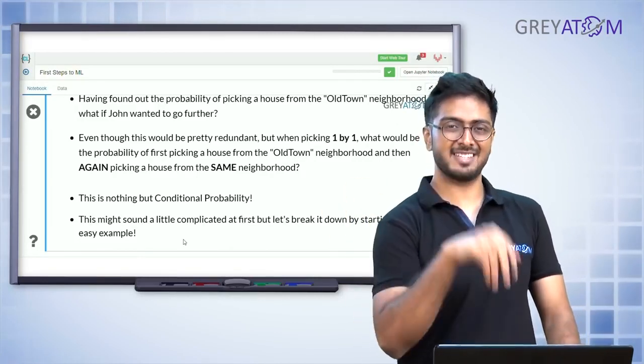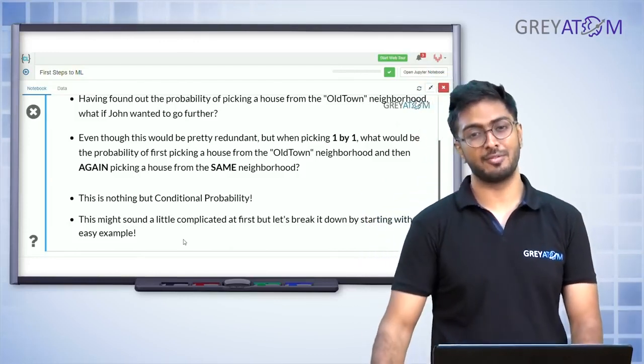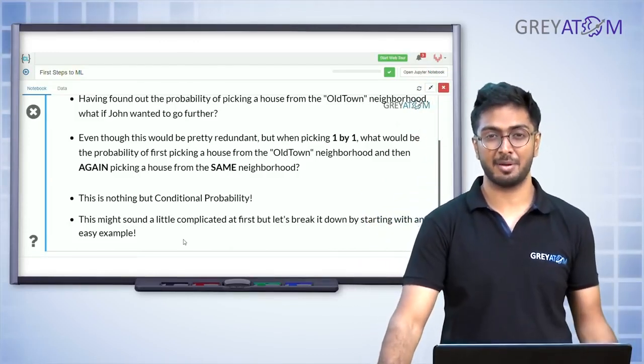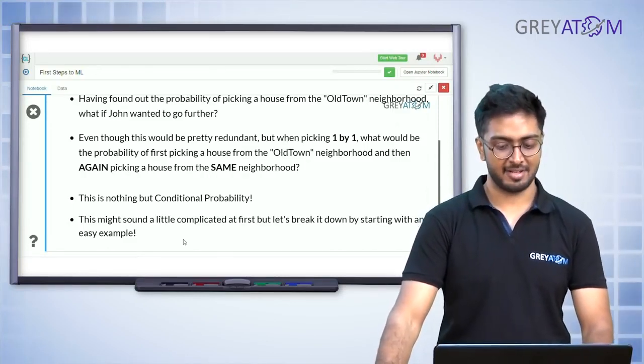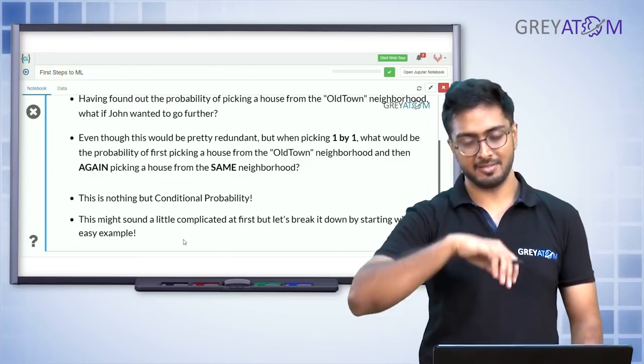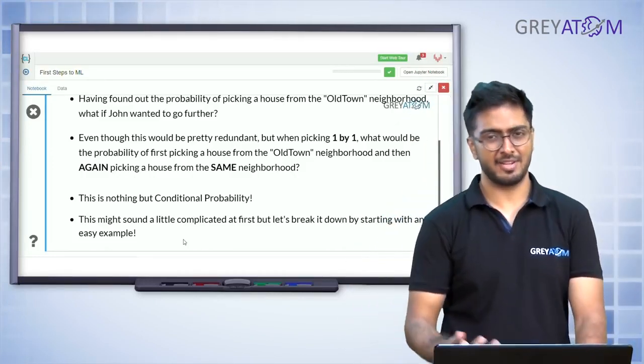Now what is the probability that the second time I pick another house, the probability of that belonging to Old Town? Will that still be the same as my first probability? Will it change? That's a question that we need to understand, right? So if I'm picking houses one by one from this data set, the first time I get it.